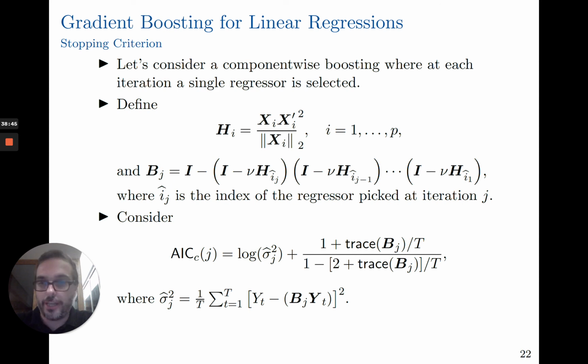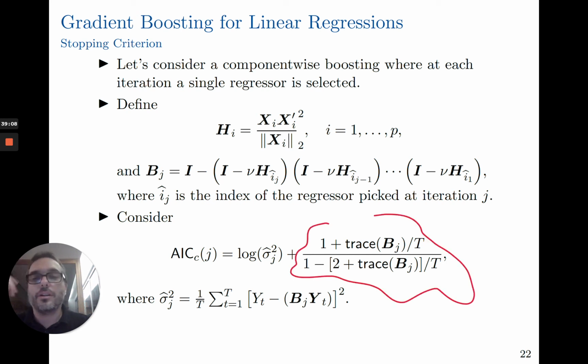at iteration j, that's going to be the log of the residuals of this iteration plus a ratio that will involve the trace of this B. So basically what we are measuring is the marginal contribution of each new step, and this is kind of the degrees of freedom of the boosting. This can be estimated for this component-wise linear boosting in this specific setup.